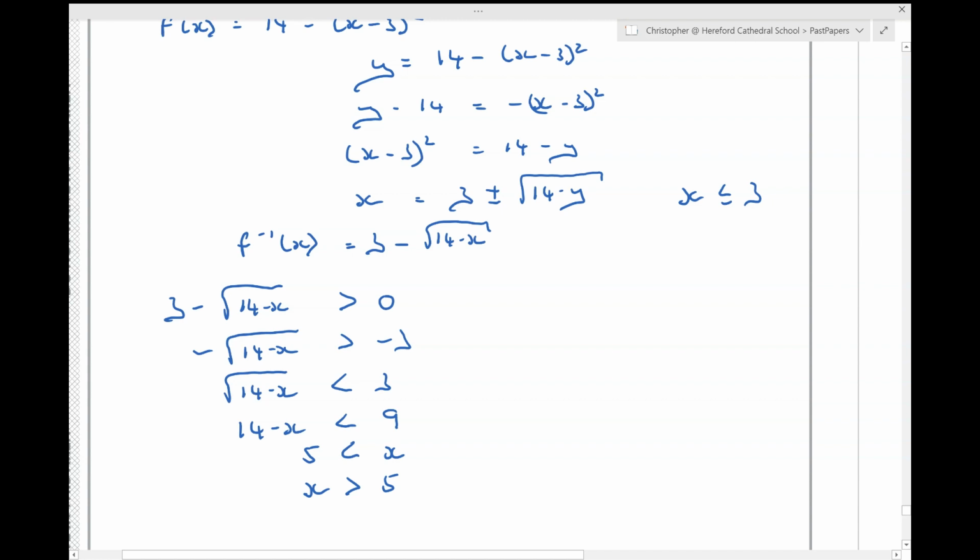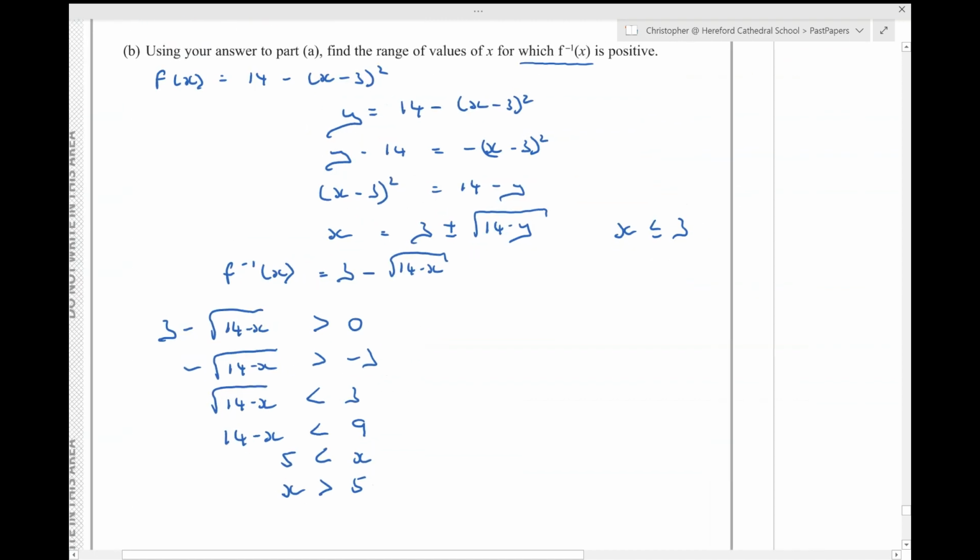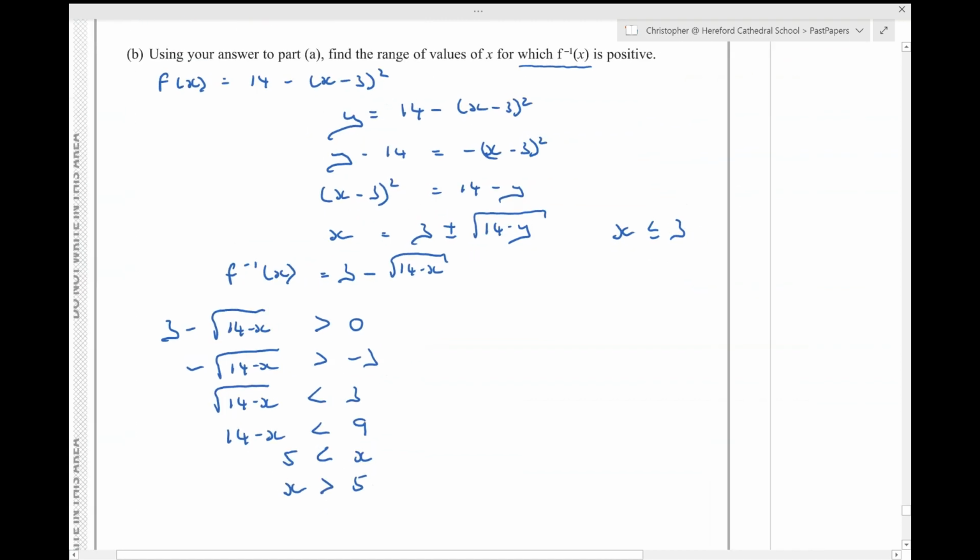So 5 is the lowest x can be, isn't it? Okay. It's fine. And how high can x be? Because remember, I'm asked to find the range of values for which the inverse function is positive. Now, x could be anything from 5. How high can it go?